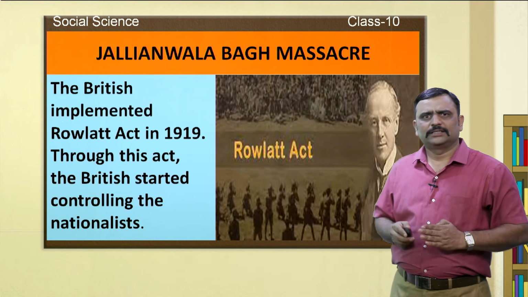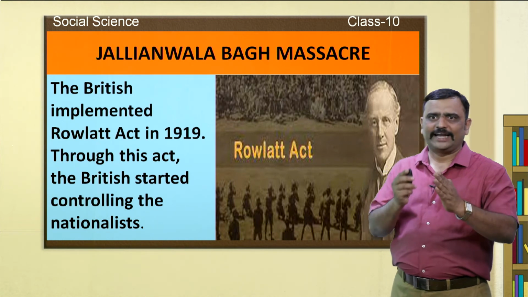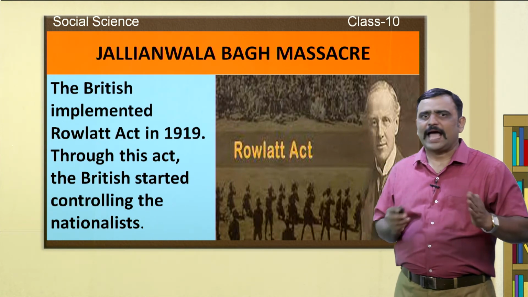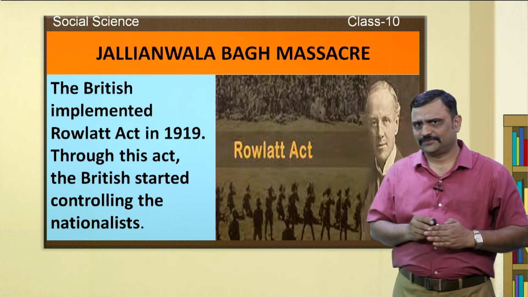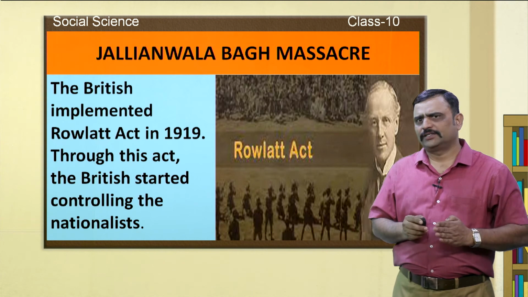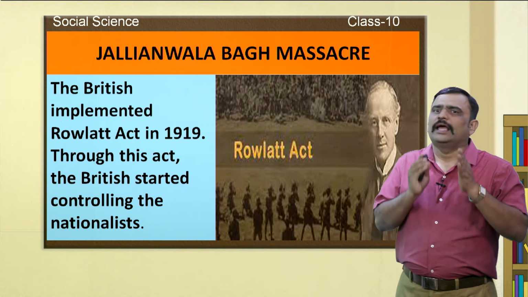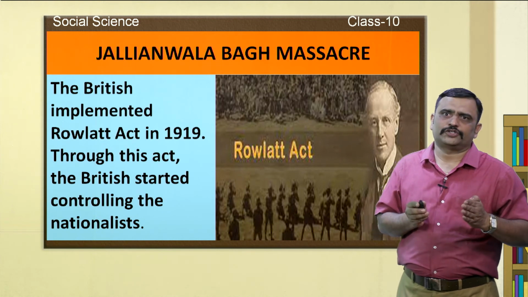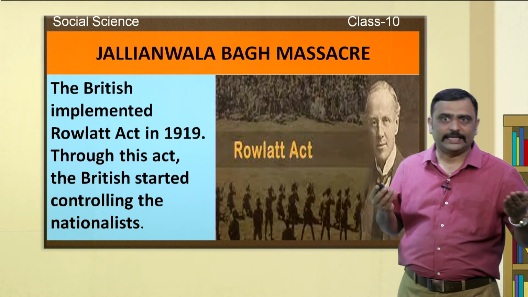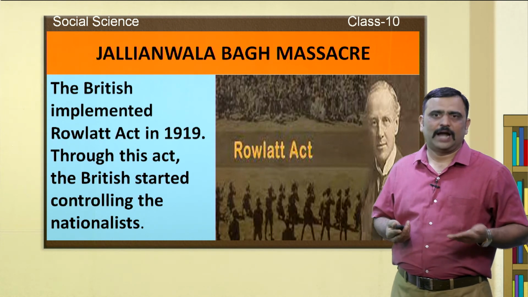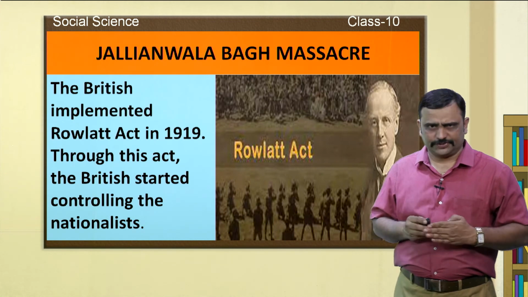Before the Jallianwala Bagh massacre, the British implemented the Rowlatt Act in the year 1919. Through this act, the British started controlling the nationalists. Under the Rowlatt Act, even if they got suspicious about any person plotting against the British, they could arrest him without any reason and warrant and keep him under custody. It was inhuman and injustice.